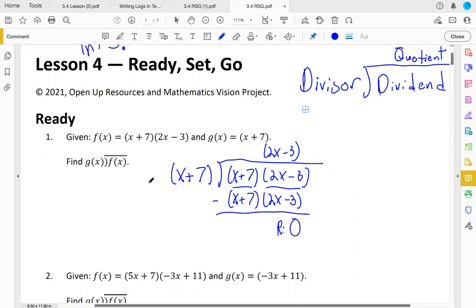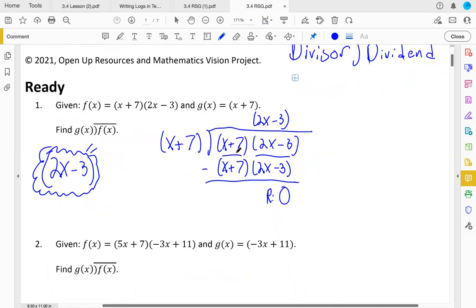Sure does. So we're able to now say that our quotient is going to be parentheses 2x minus 3. That's our final answer. There's no remainder. And this is really a precursor to when we covered long division of polynomials in lesson 5. So they're pushing you to do something like this.